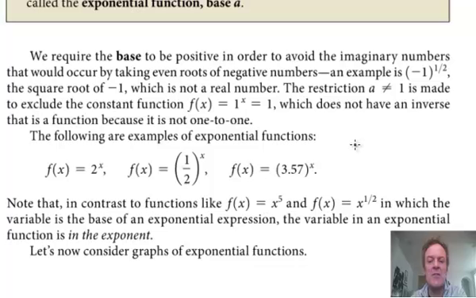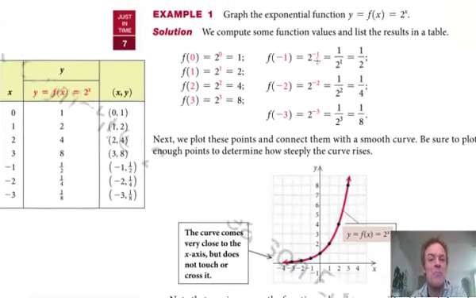So you've got to think of it like this. Anything from 0 to 1, but I can't have 0, I can't have 1, and then anything beyond, okay? So here's some examples. 2 to the power x, half to the power x, 3.57 to the power x, all examples of exponential functions, okay? Let's have a look at some graphs.